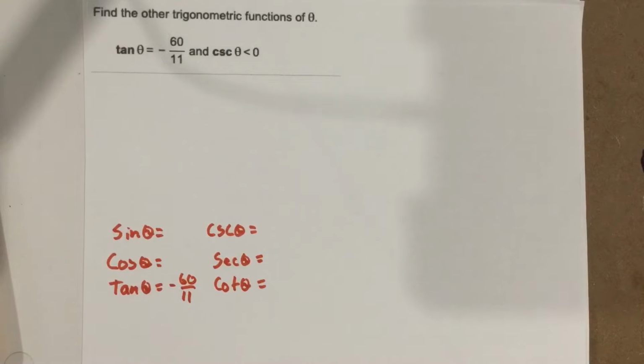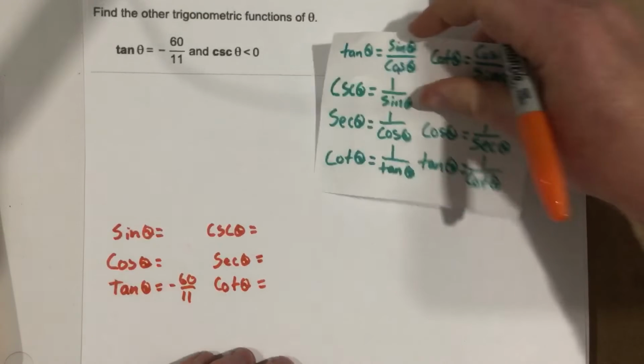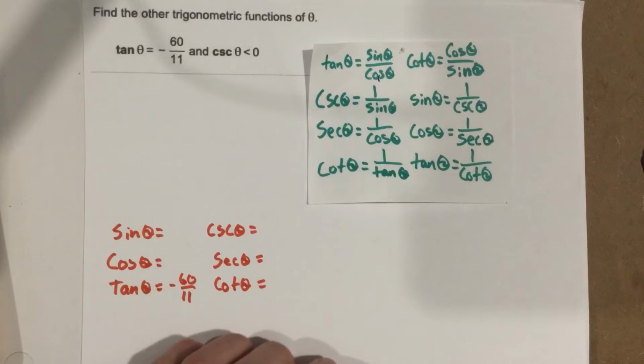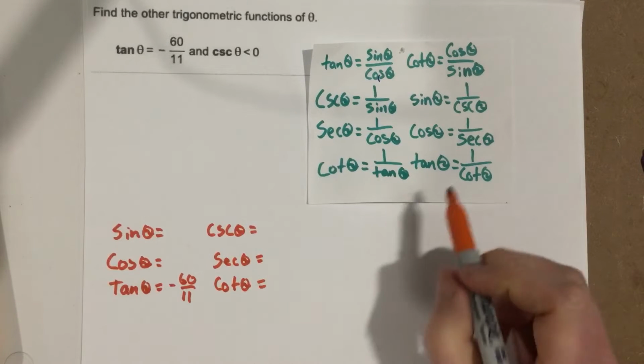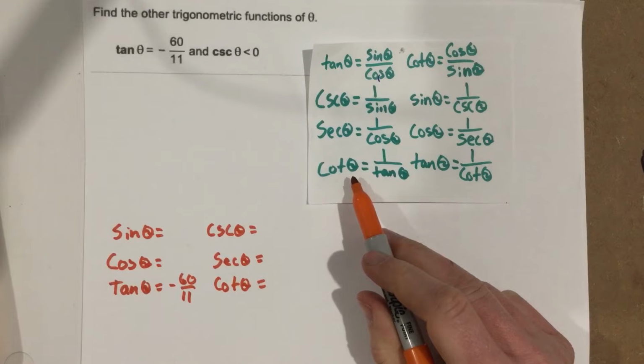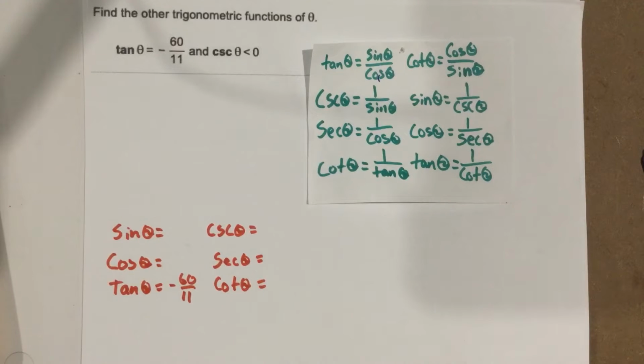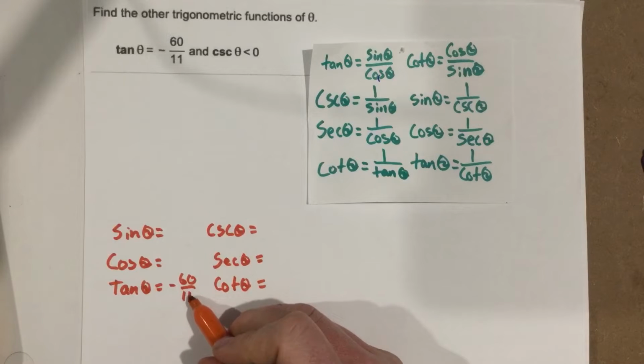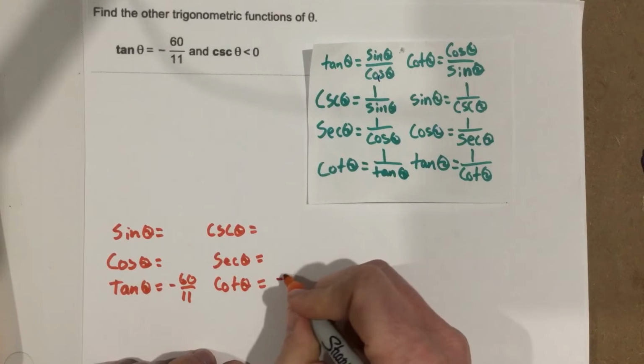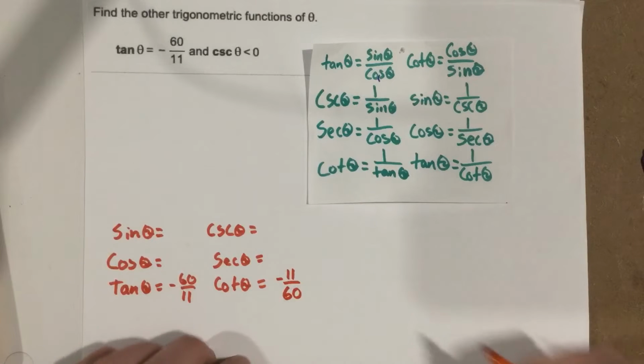If we look at our reciprocal identities, you can see that tan theta is the reciprocal of cotangent theta, right? Cotangent is 1 over tan, tan is 1 over cotangent, the reciprocals of each other. So if you know tangent, which is negative 60 over 11, you also know cotangent, which is negative 11 over 60.